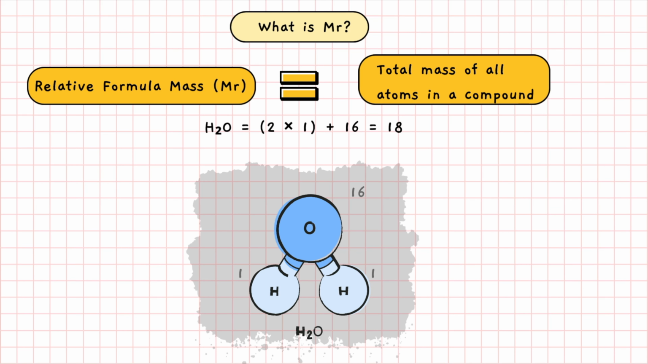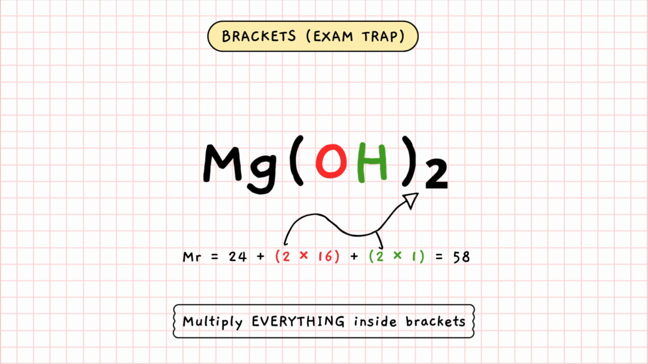Relative formula mass, or Mr, is the total mass of all the atoms in a compound. For water, H2O, we have 2 hydrogens and 1 oxygen, so that's 2 times 1 plus 16, which gives us 18. This is where students throw marks away. With Mg(OH)2, the 2 outside the bracket multiplies everything inside the bracket, so oxygen is multiplied by 2 and hydrogen is multiplied by 2. That gives us 24 plus 32 plus 2, which equals 58.